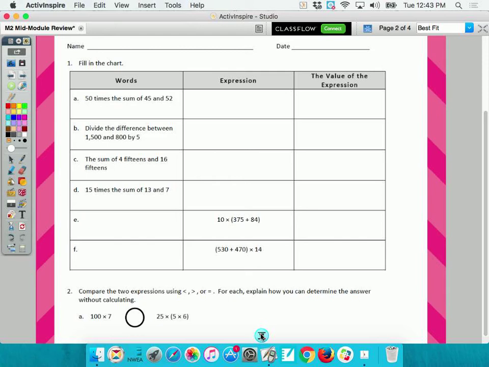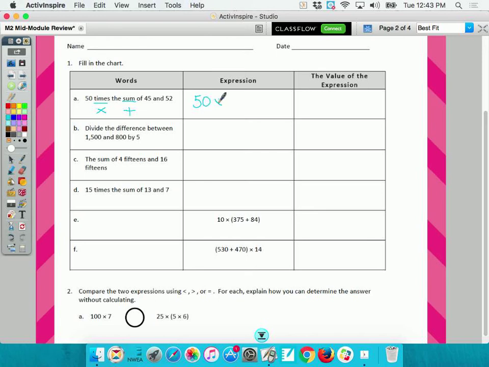Yosin, what math word should I underline in this first one? Times. Times and sum. Now, when I ask someone a question, I want them to answer. Okay, so pay attention to the words I say. So 50 times the sum of 45 and 52. So what two operations am I going to do? Multiply and add.